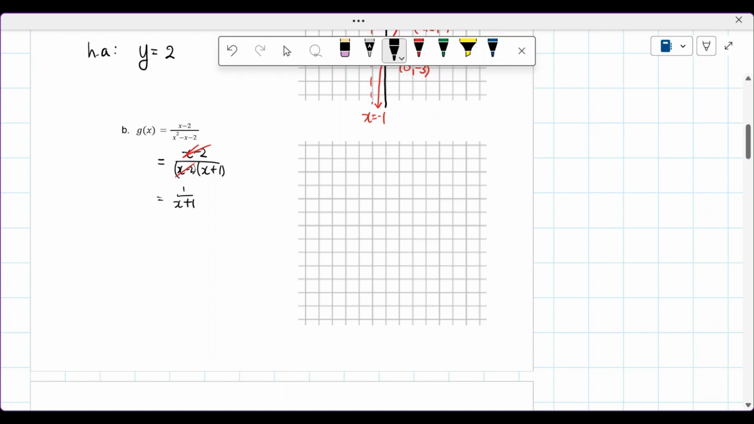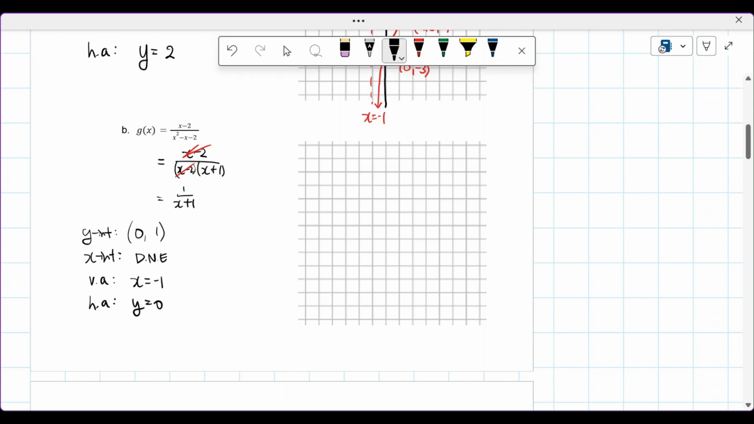Now let's identify some key features. First of all, y-intercept. Very simple. It's 0, comma 1 would be the y-intercept. X-intercept. To find the x-intercept, I need to put the numerator equal to 0. Can 1 be equal to 0? No. So therefore, there's no x-intercept. And then let's find the vertical asymptote, which is x equals negative 1 once again, and the horizontal asymptote. In this case, the numerator has a degree of 0, the denominator has a degree of 1, so the bottom side is heavier, which means the horizontal asymptote is guaranteed to be y equals 0.